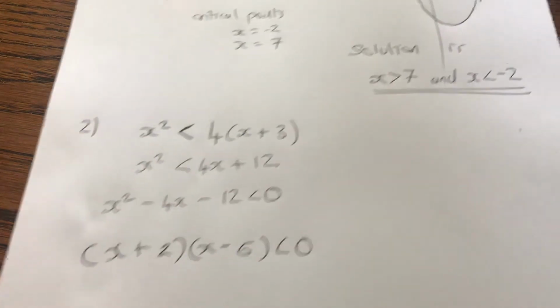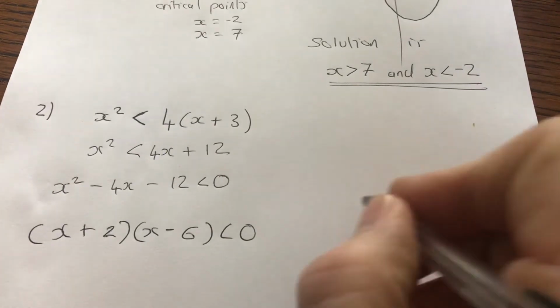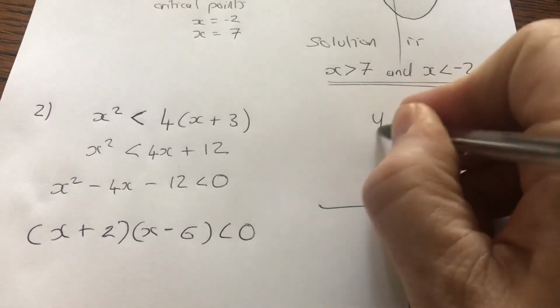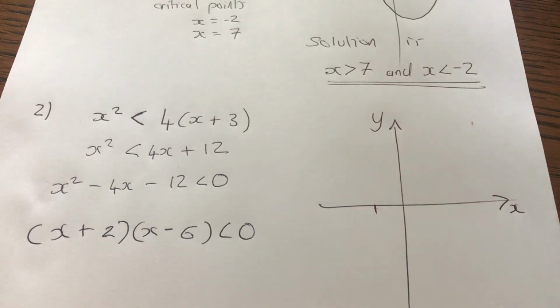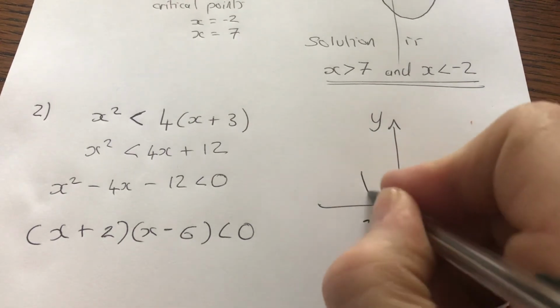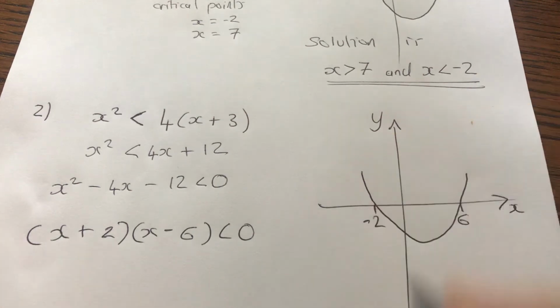Now, let's do a sketch. I would never do one of these problems without doing a sketch, personally. It's going to go through, where do you think? That's right, negative 2, positive 6. Sketch my quadratic. It's not the best sketch in the world, but it's going to help me.